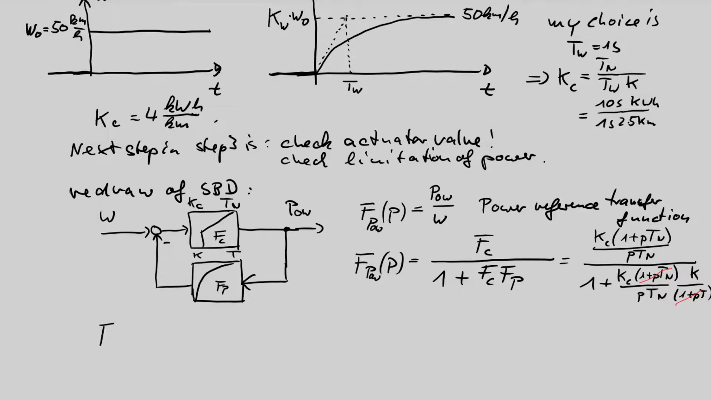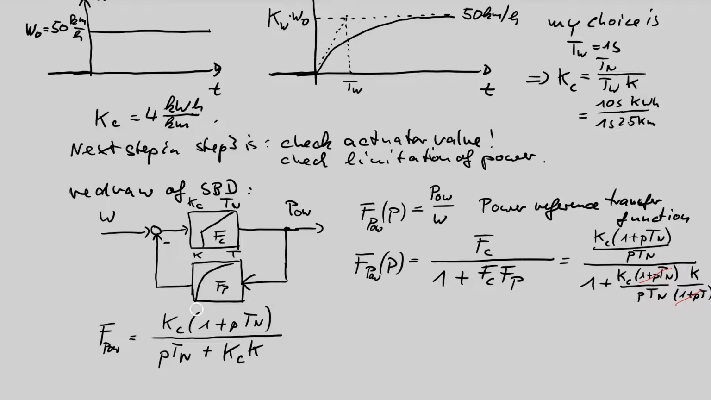And if we simplify this a little bit more, I have to multiply numerator and denominator with this pTn to get a good form of the transfer function. Then you see in the numerator we finally have Kc (1 + pTn), and in the denominator pTn times 1 gives pTn plus, and remember, with this elimination we have simply Kc K here.